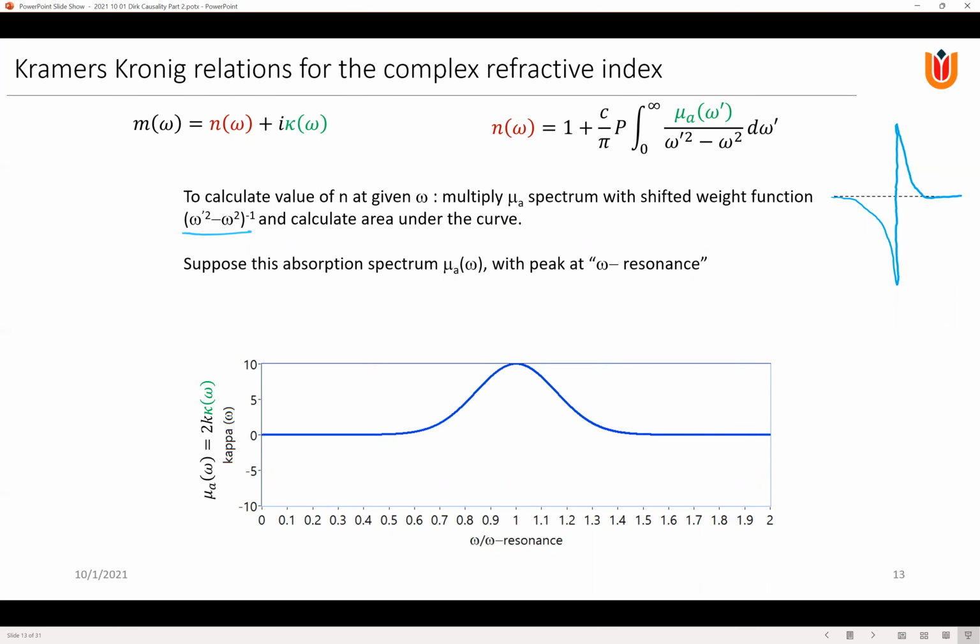If you would sketch this 1 over omega prime squared minus omega squared function, so that is the light blue part, it would look like this. So what the integral does basically is it takes a function with this shape, puts it at a certain frequency position omega prime, at a certain position omega, and multiplies the two, the weight function with the mu function, and then calculates the area under that curve.